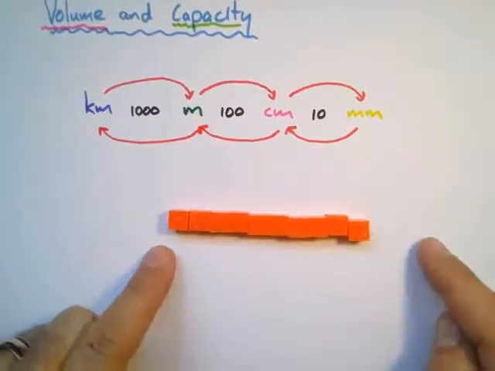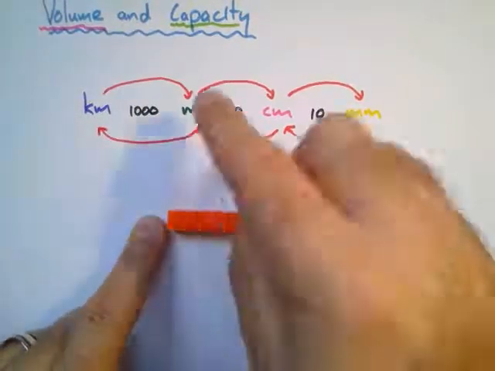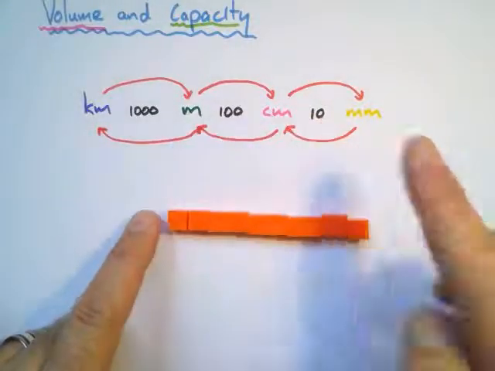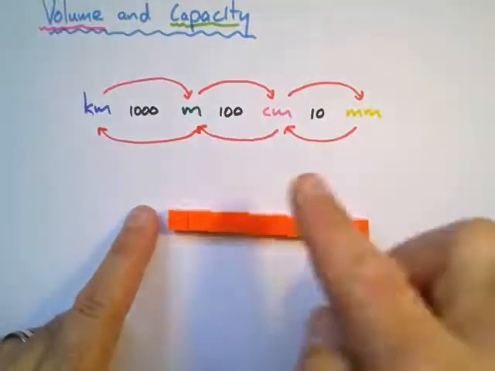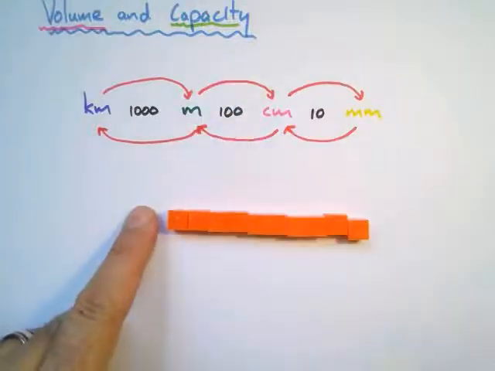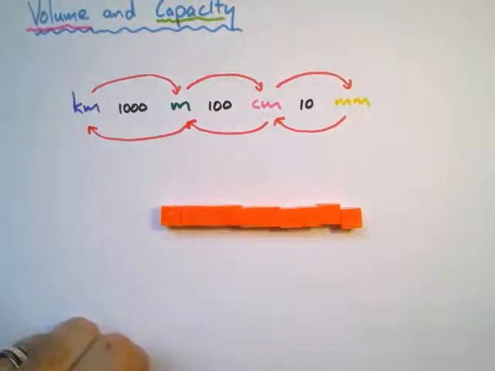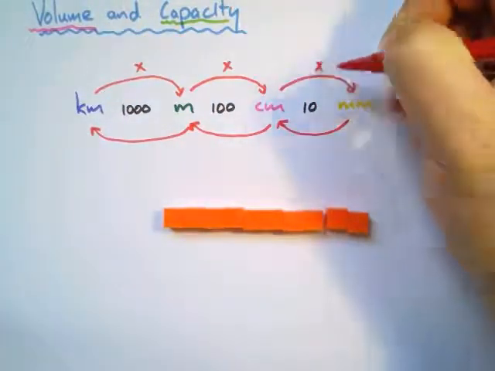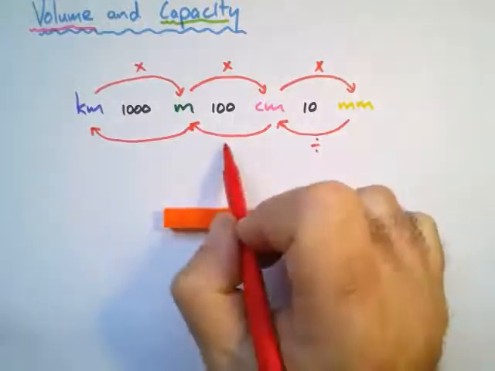If I have 100 of these, they will give me 1 meter. So if I go from meters to centimeters, in 1 meter I will have 100 centimeters. So if I go in this direction, I will multiply, and if I go in this direction, I will divide.